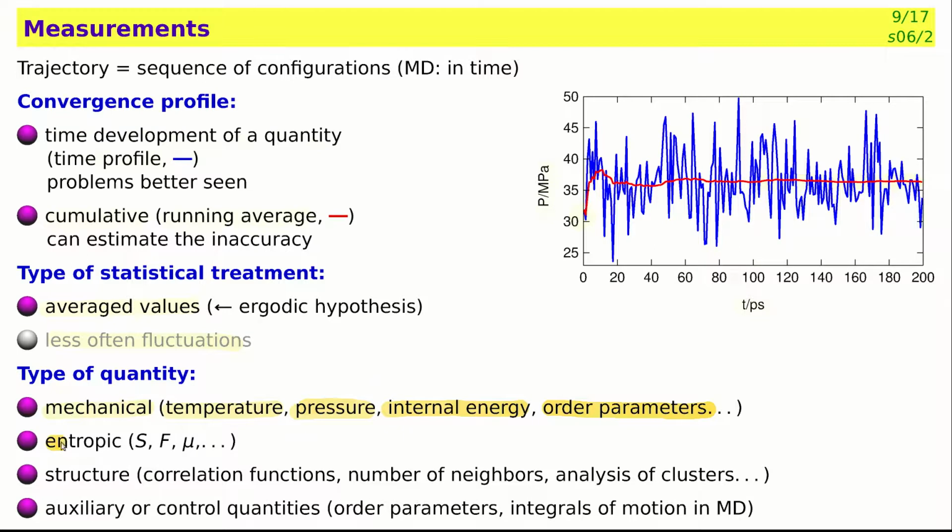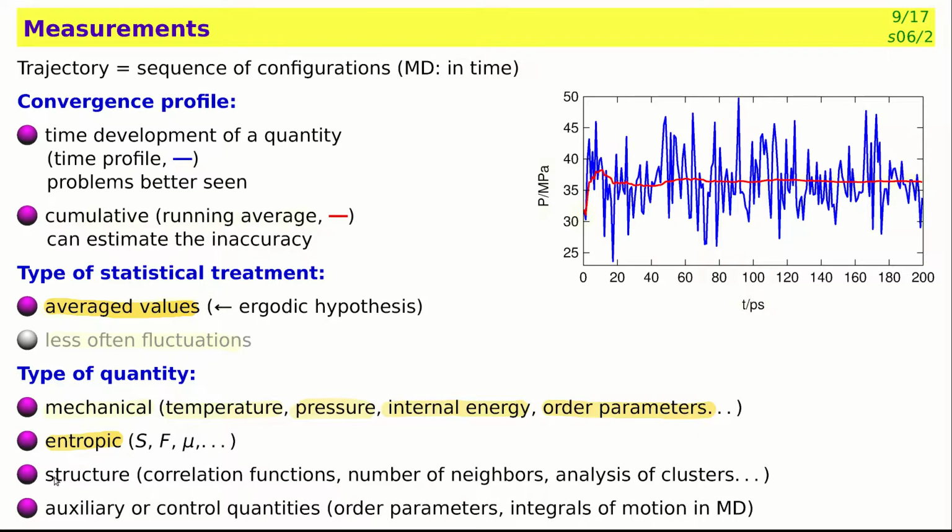Then there are entropy quantities, like entropy and Gibbs energy, chemical potential, Helmholtz energy, and so on. These cannot be calculated by a simple average of configurations generated. They must be calculated by different approaches. I will speak about these approaches later.